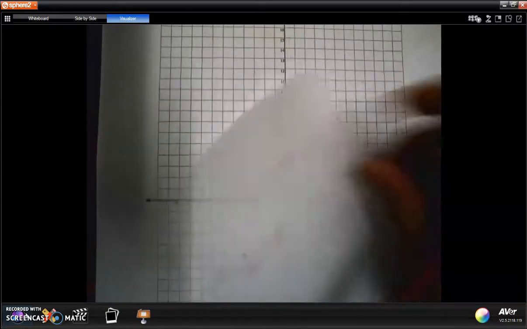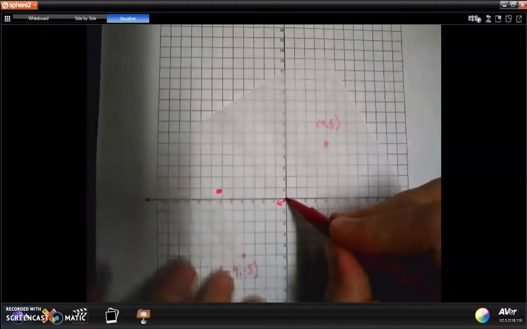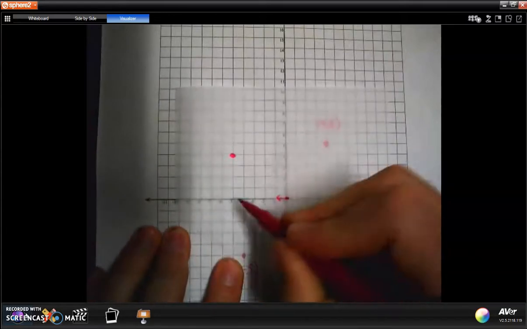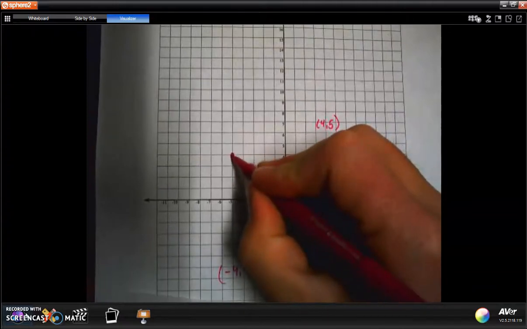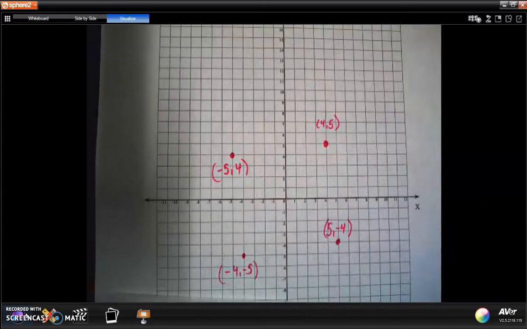And one more rotation. I'm going to rotate it one more time. And it would land right here at negative 5, 4.